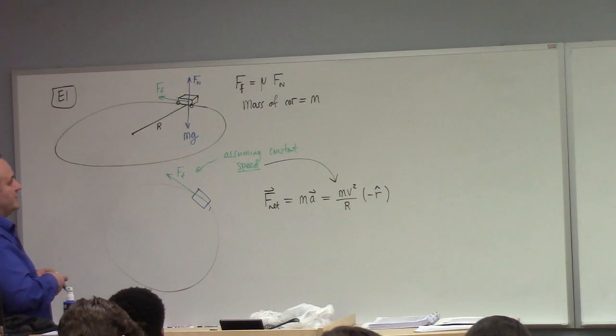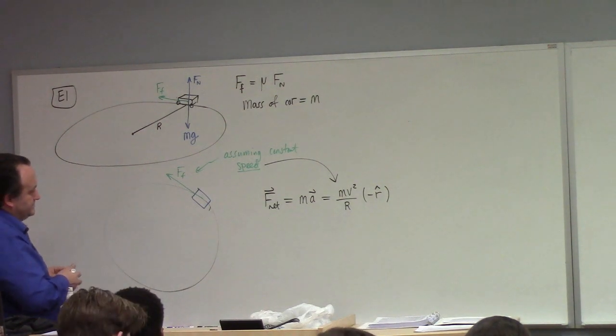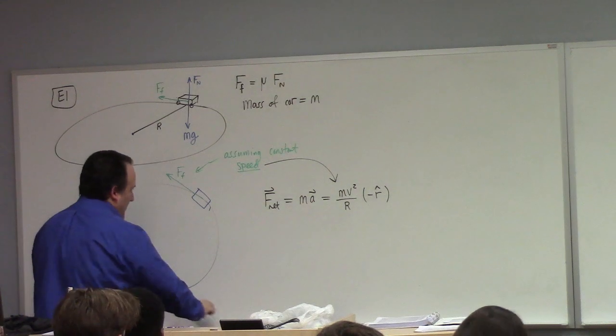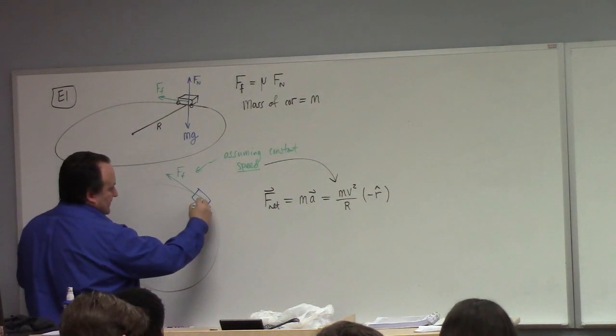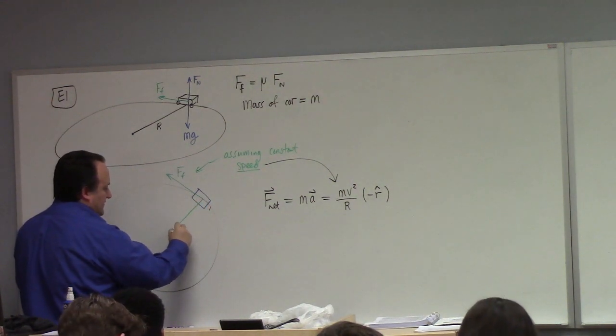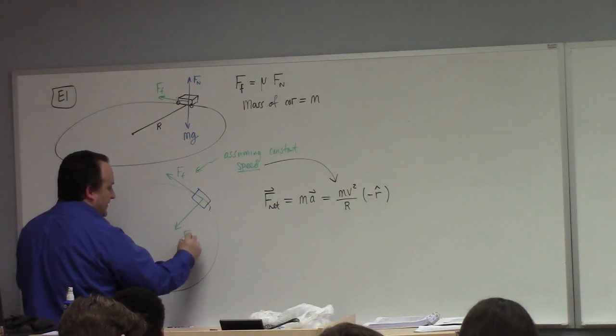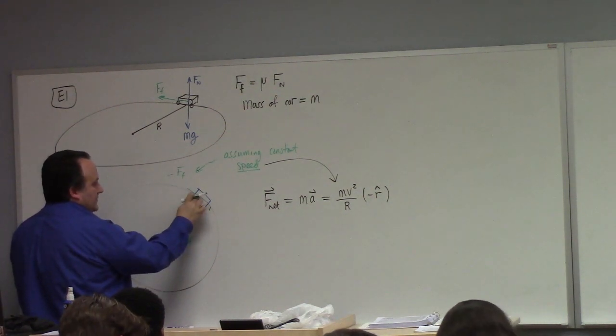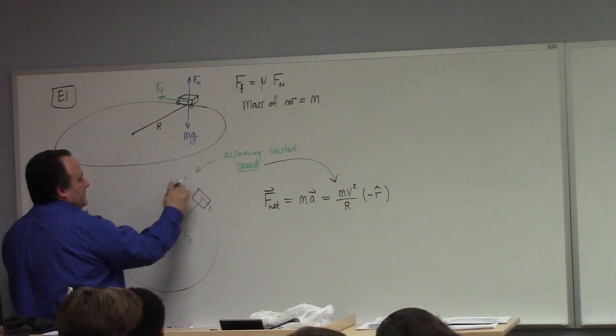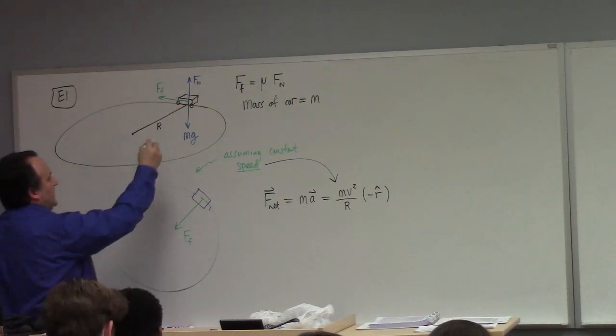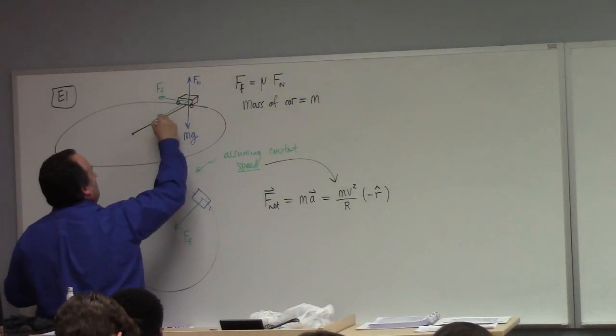Where does the force of friction actually go? It's got to be the force which actually causes the circular motion. So the force of friction is actually center seeking here in this case. Okay? My bad. Sorry about that.